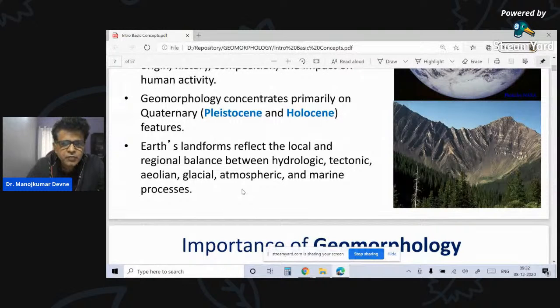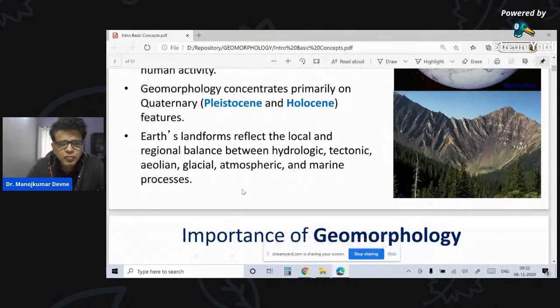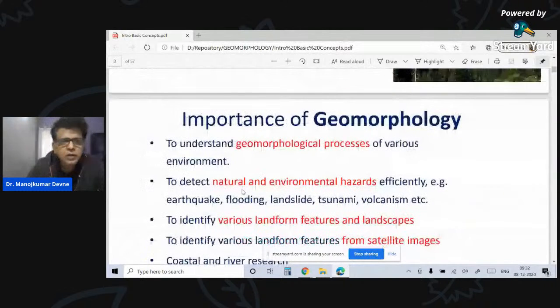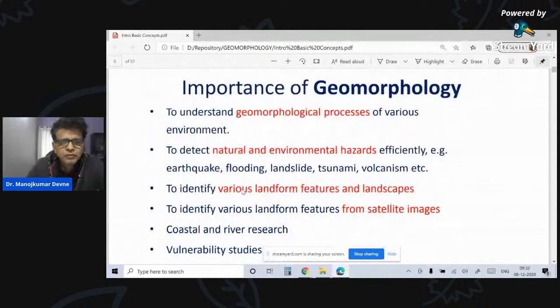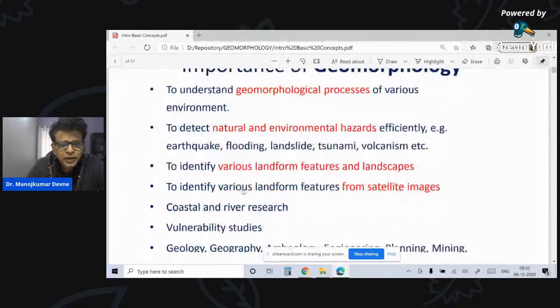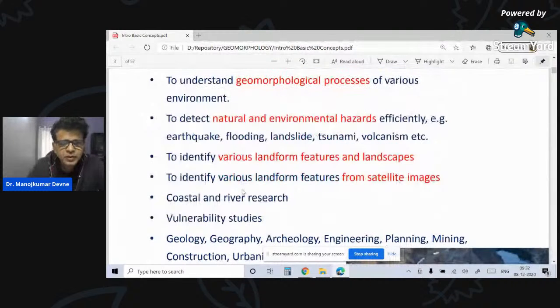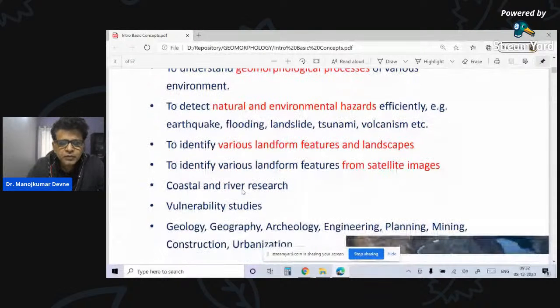It's these landforms that reflect a local and regional balance between the hydrologic, tectonic, aeolian, glacial, atmospheric and marine processes. Why is it important? I'm going fast basically because we have done this yesterday and we have a lot more slides to be done today. We need to understand the geomorphic processes. Why do we need to understand these geomorphic processes? It is basically to detect natural hazards and, of course, to know about the vulnerability with regards to those as such.